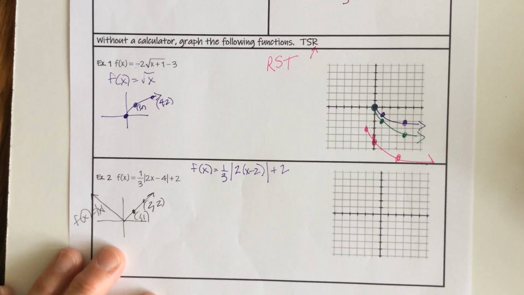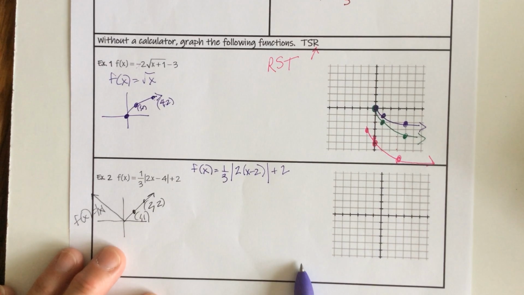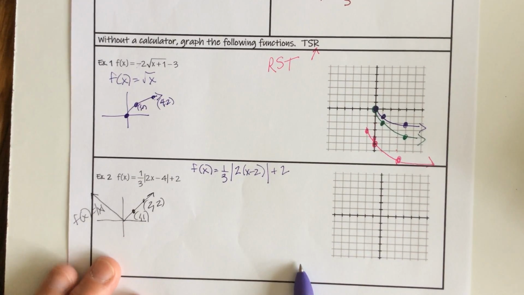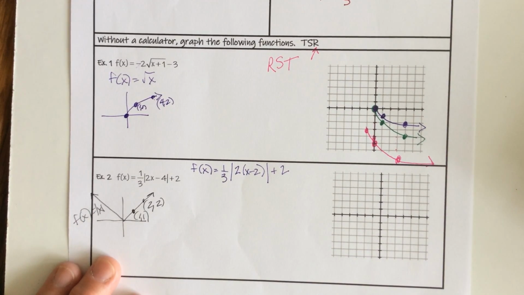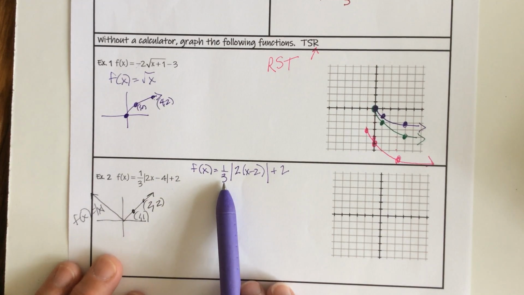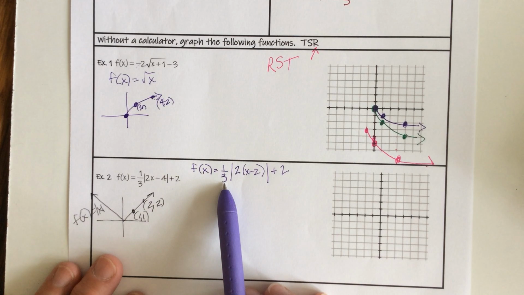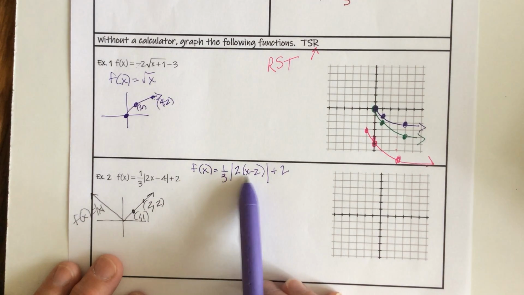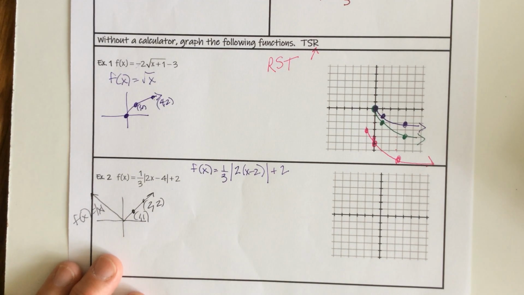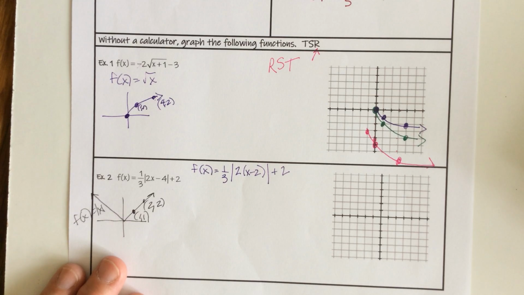Okay, so let's think about what I need to happen here. Do I have a reflection? I do not. My outside A value is positive, and my x value is also positive. So I do not have a reflection. So let's talk about a scale.